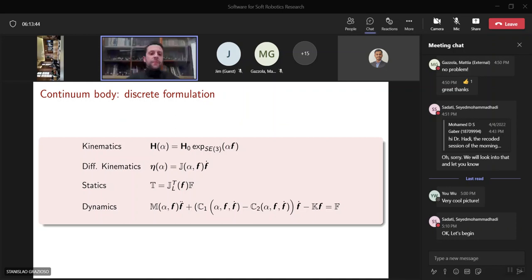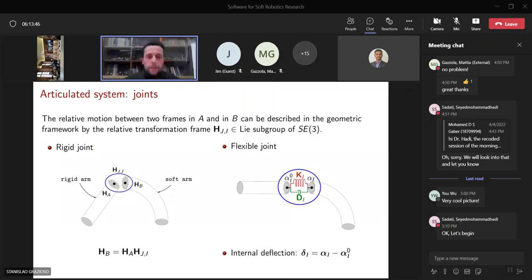To take care of articulated systems, we have to introduce the joints. In this screw theory based framework, we take care of the presence of the joints by this H_ji element, which is an element belonging to the Lie subgroup of the special Euclidean group SE(3).